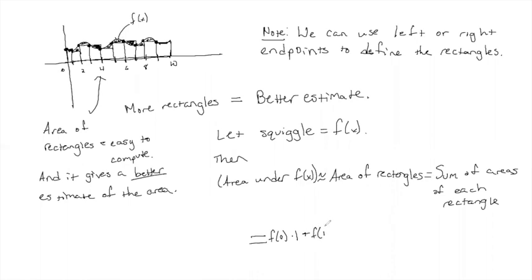Plus, now f of 1 times 1. This is, again, length times width, plus f of 2 times 1, again, length times width, plus dot, dot, dot. Keep going up until the last one, f of 9 times 1. And again, this is length times width. I have 1, 2, 3, 4, 5, 6, 7, 8, 9, and 10 rectangles. Okay.